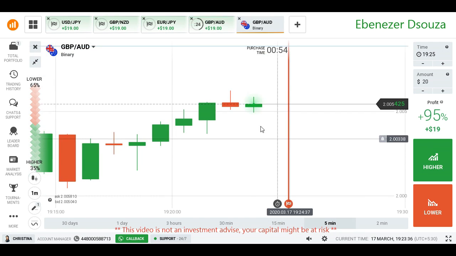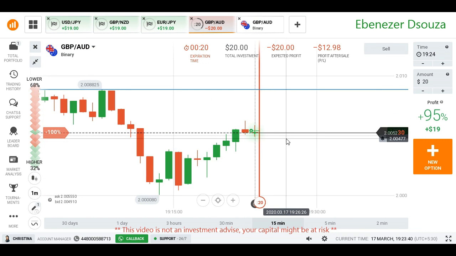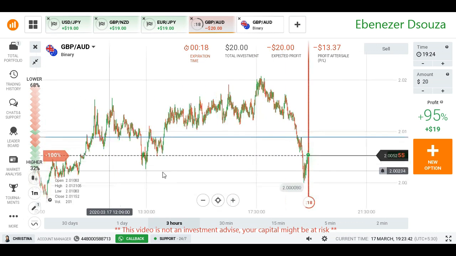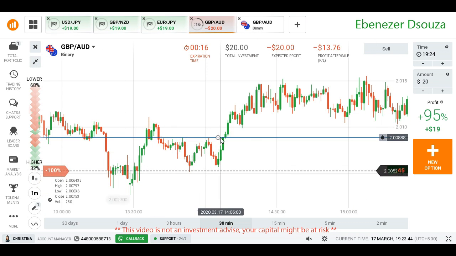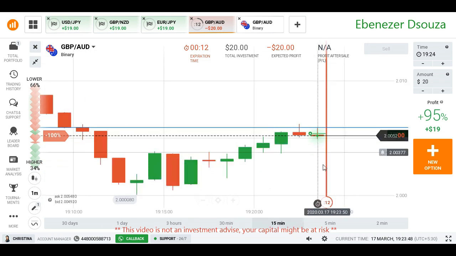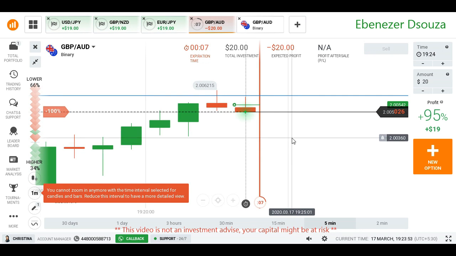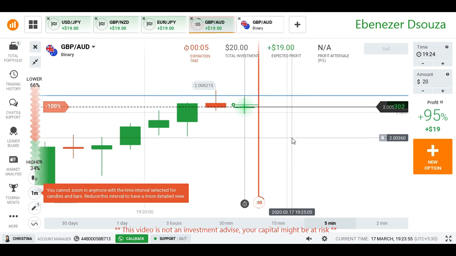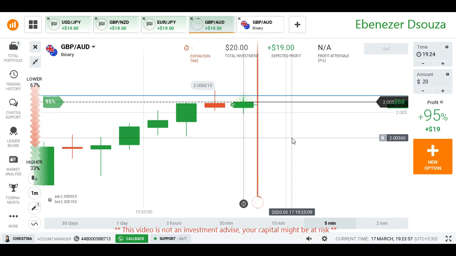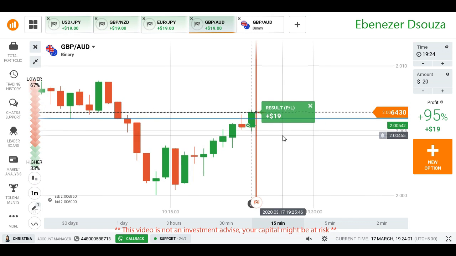Okay, let's see what happens here. There is a level here, but we can't trust this level. We can't trust this level, that's why I placed a higher option. Okay, you can see it closed as a bullish candle finally.